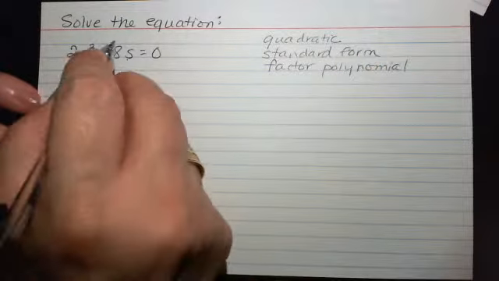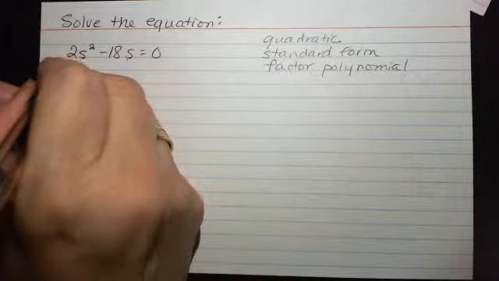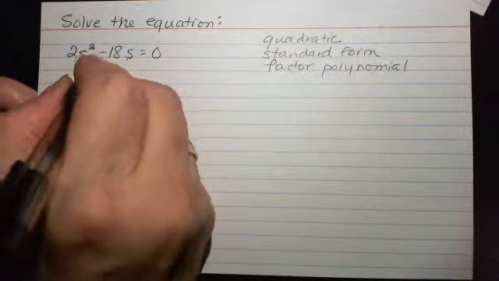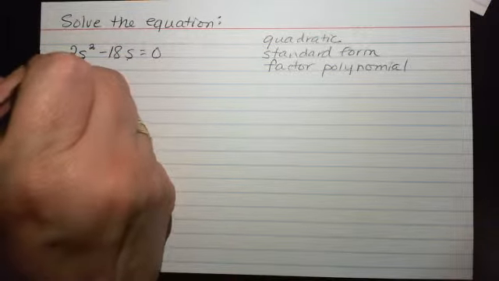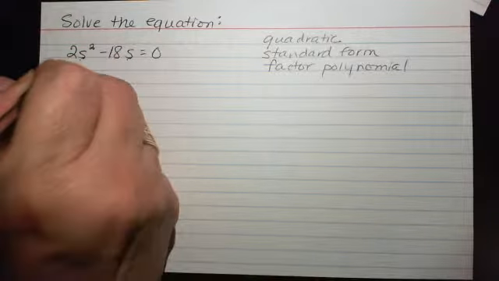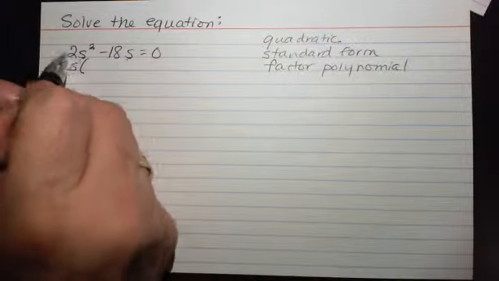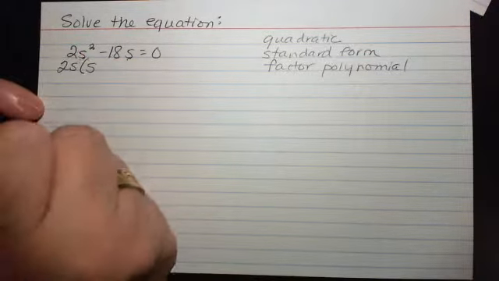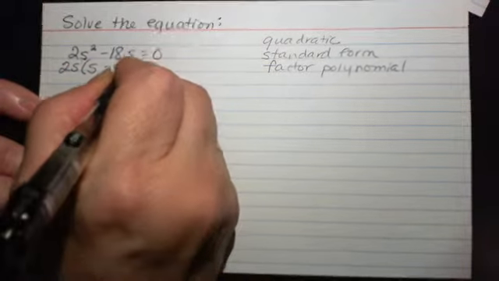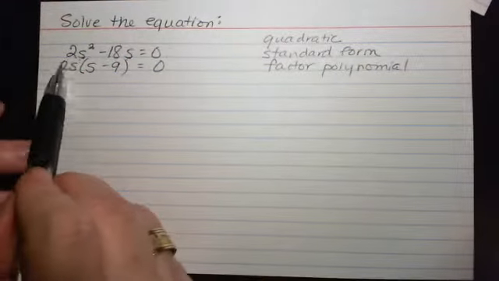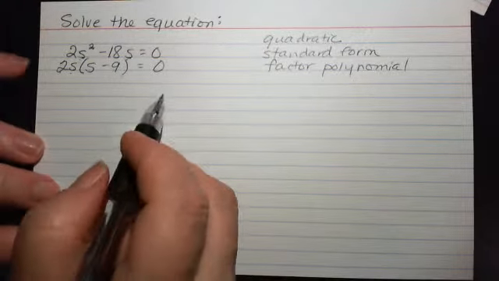Alright, this is a binomial, but it's not a pattern binomial, so we might look for only a greatest common factor. So 2s squared and negative 18s. 2 and negative 18 share a factor of 2. S squared and s share a factor of s. So when we factor out 2s, that leaves us one factor of s here and negative 9 here. So in factored form, this becomes 2s times s minus 9 is equal to 0.